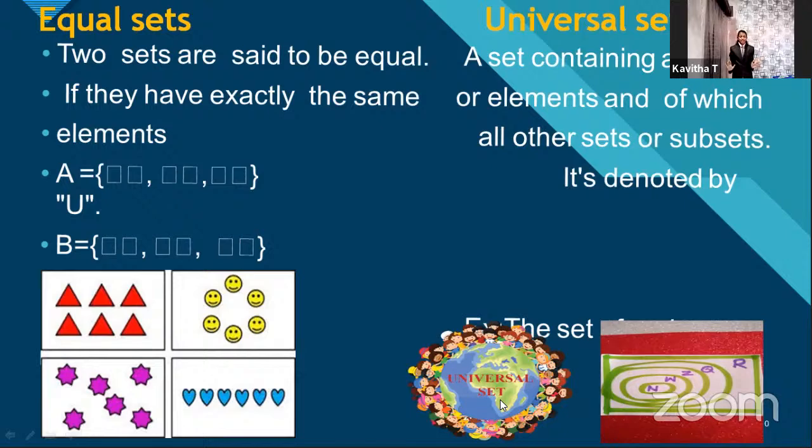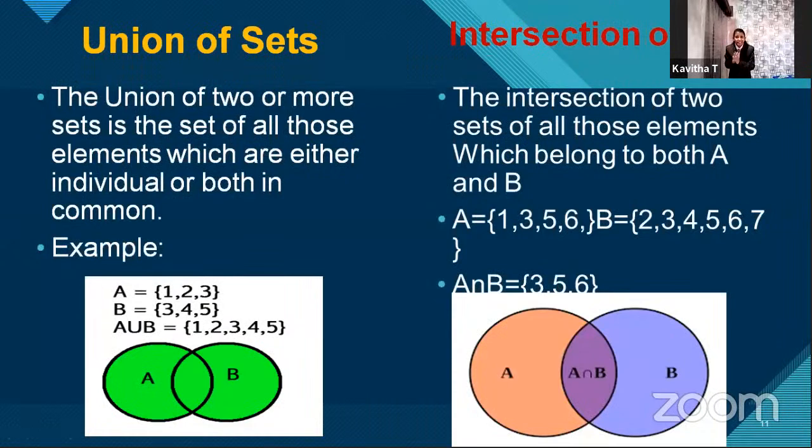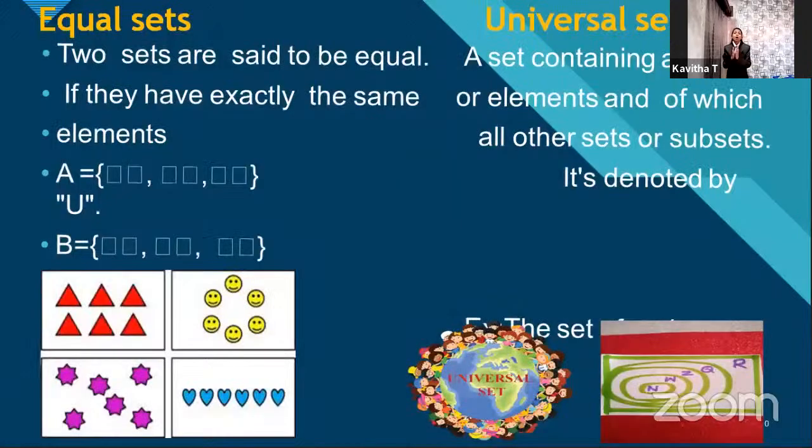Next, the universal set. The universal set is the superset of all sets. It contains all objects and elements. Every set is a subset of the universal set.